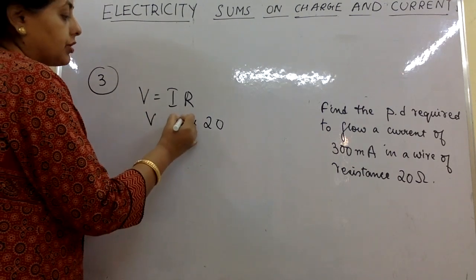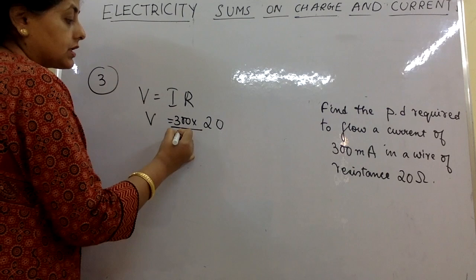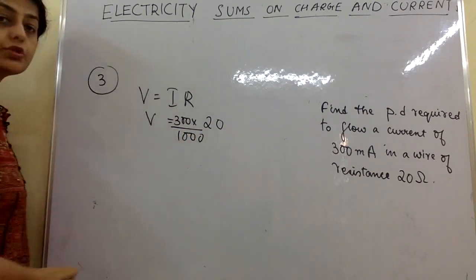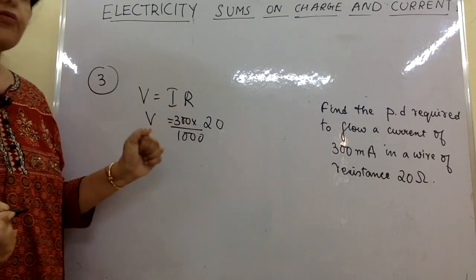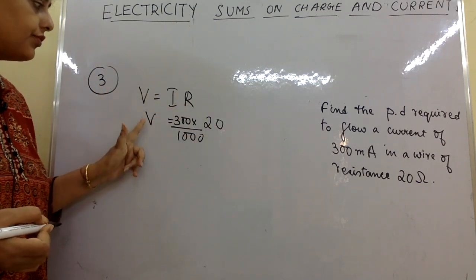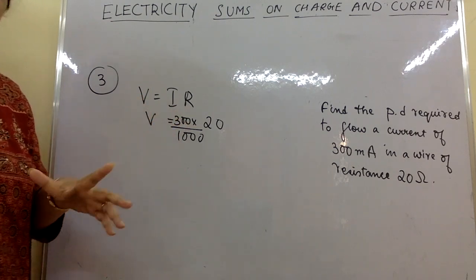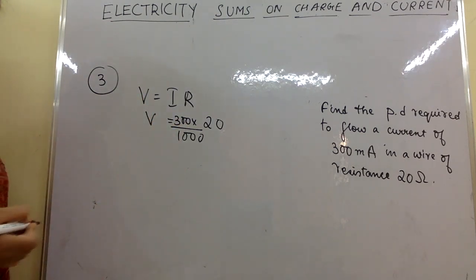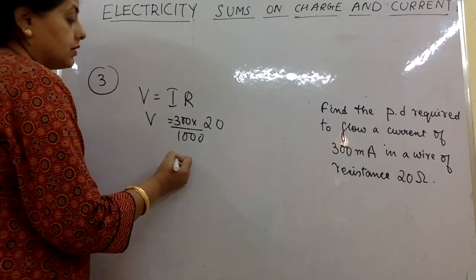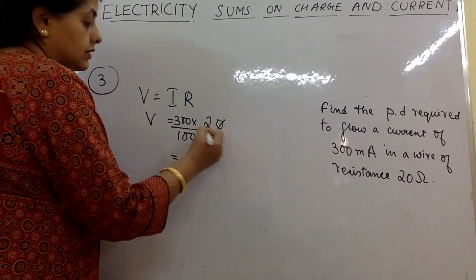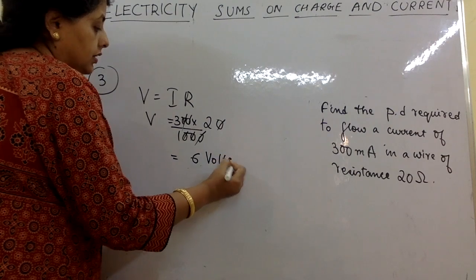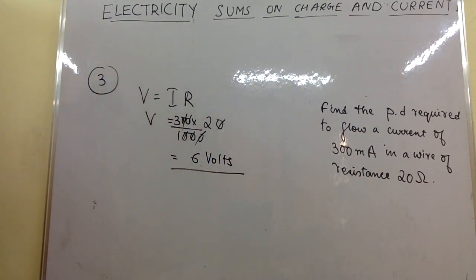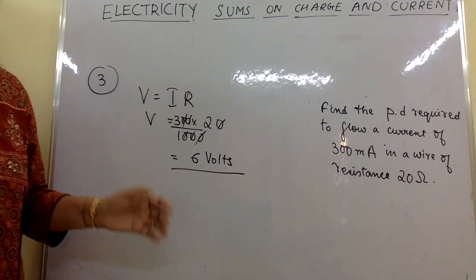And now here I'll put a 300, but it is milliamperes, so I will have to put the 1000 here to convert it to amperes, because V is equal to IR. When this is in ohms, this is in volts, then this value of I should be only in amperes and not milliamperes. So that gives me a 6, and cut the zeros, 6 volts. You can write only V as well. So that was a straight V is equal to IR type of question.